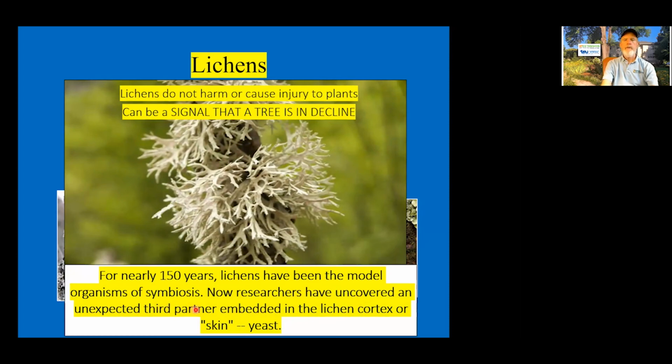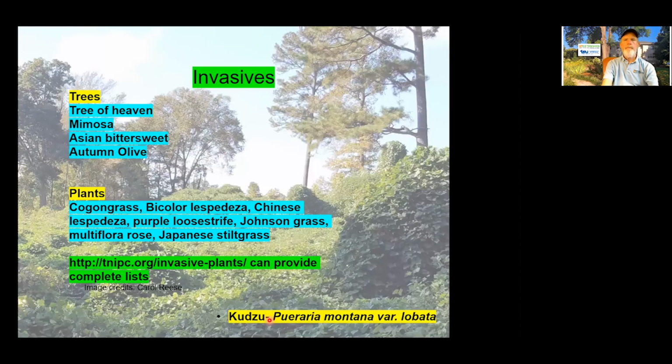I thought it was just algae and fungus, but there's also a skin, or a cortex, made up of yeast or bacteria. He said it was bacteria, but maybe it's a yeast. Yeast and bacteria are pretty similar. So maybe there's a third partner in there that I have to read up about.